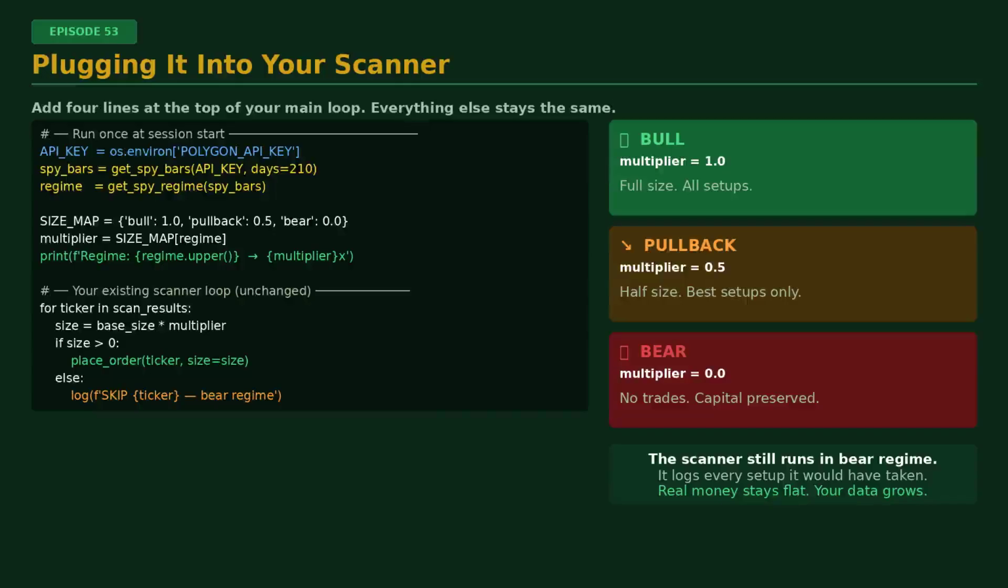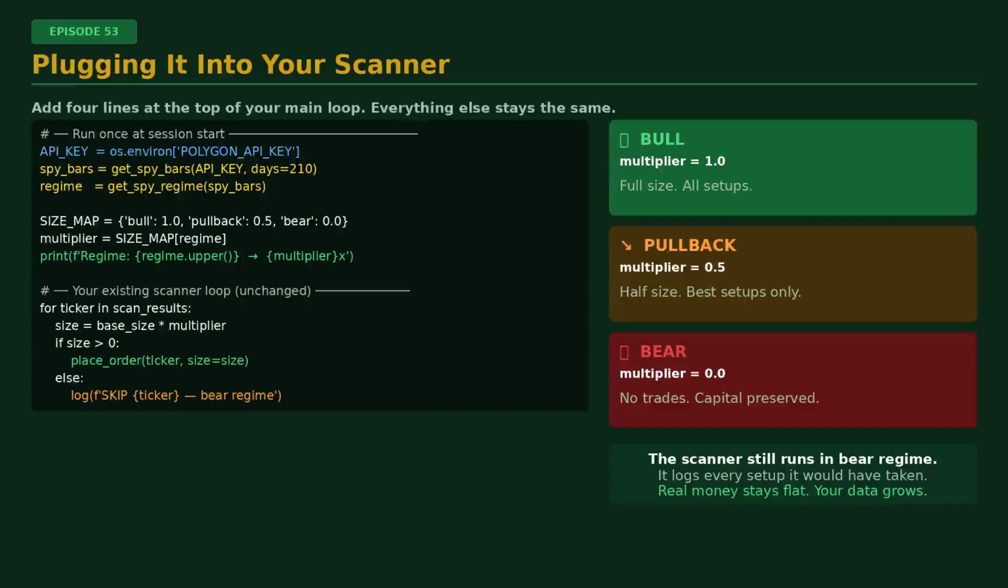You map that to a position size multiplier using a dictionary. 1.0 for bull, 0.5 for pullback, 0 for bear. Then your scanner runs exactly as it always did. It finds every stock that meets your criteria.